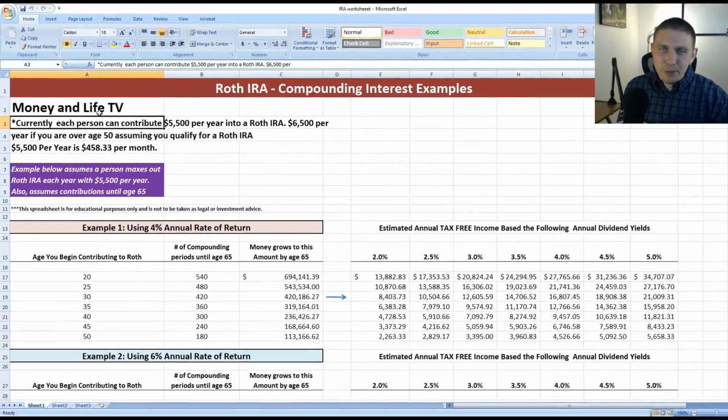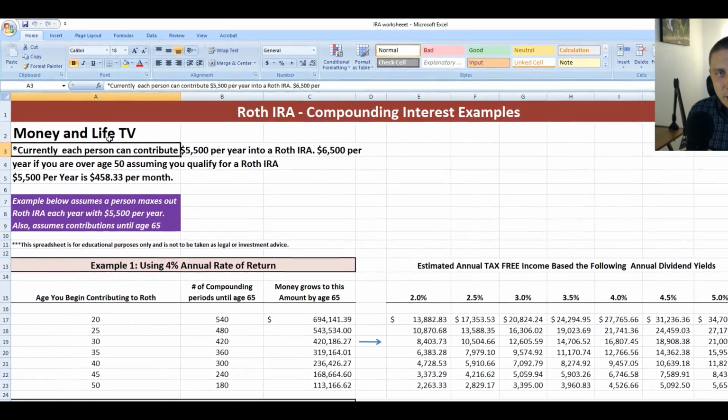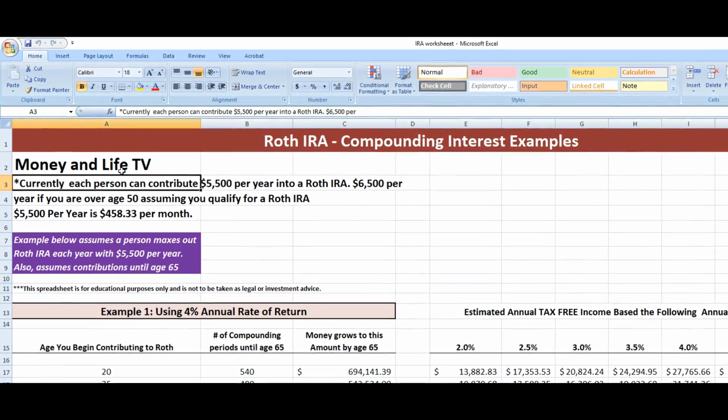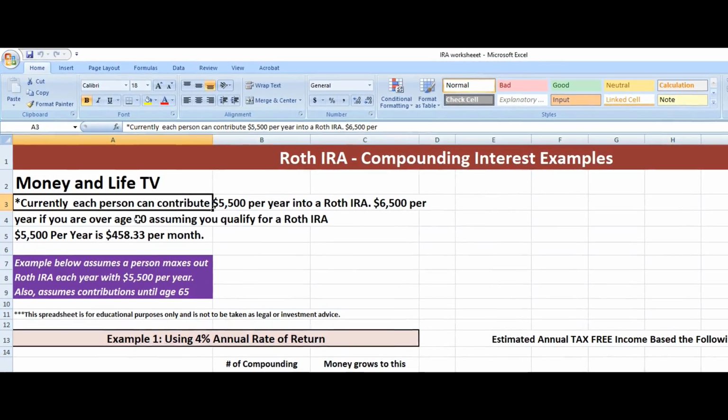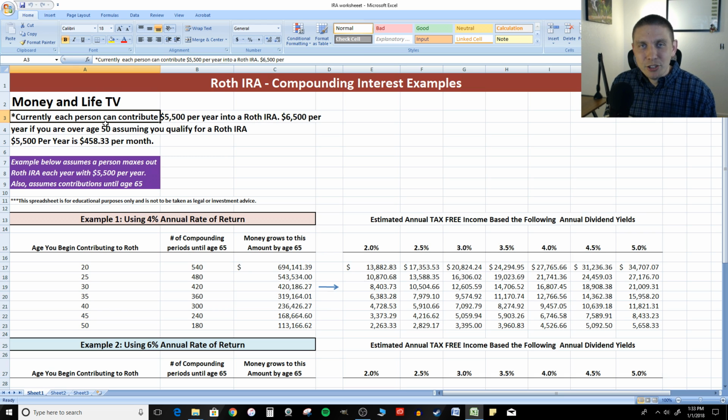But currently, FYI, each person can contribute up to $5,500 a year into a Roth IRA. If you're over the age of 50, you can do $6,500 a year. What $5,500 a year breaks down to is roughly $458.33 a month, and that is after tax. The way that works is you get paid, they take taxes off your check, right? Well, the net amount of your check is the money you would have left over to potentially invest in a Roth IRA. So it's after-tax money. It's not pre-tax money like your 401k. It's completely separate and different from that.